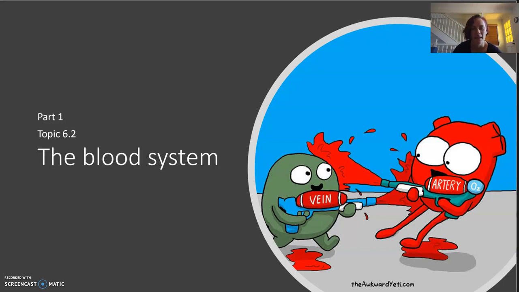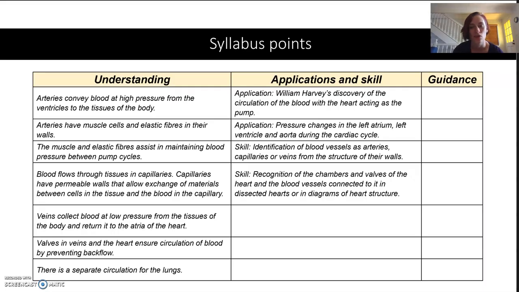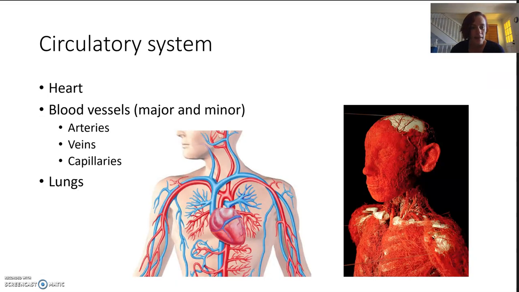In this lesson, we're talking about the blood system. This is topic 6.2. This is only some of the dot points from 6.2. We'll cover the rest in part 2. This is mainly about normal anatomy and physiology of the circulatory system. The circulatory system talks about the heart, all the blood vessels, so the veins, arteries, and capillaries, and sometimes even the lungs are included.